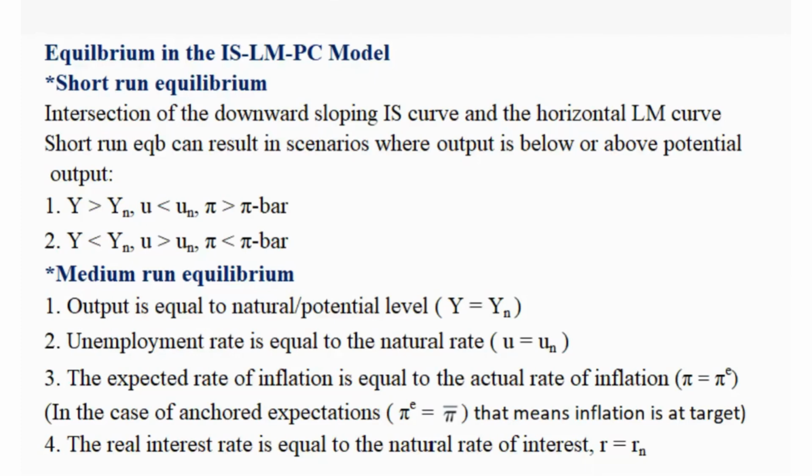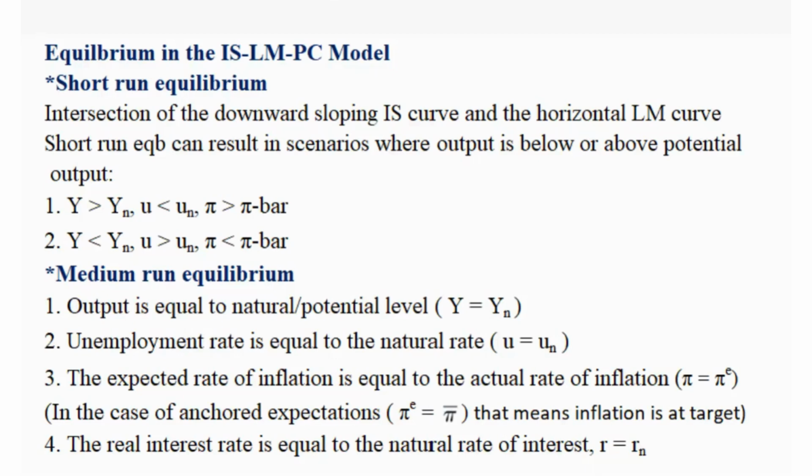We want to now look at equilibrium in the ISLMPC model. Let's start with short-run equilibrium. A short-run equilibrium will occur at the intersection of the downward sloping IS curve and the horizontal LM curve, which we plot in the upper panel of our ISLMPC diagram. Because in the upper panel we have the IS and LM curve, in the lower panel we plot the Phillips curve. So short-run equilibrium just needs the intersection of IS and LM curves.